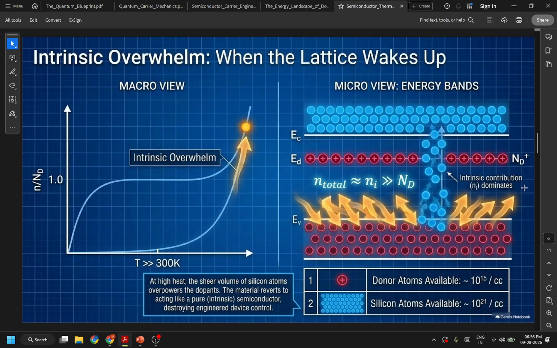This results in Ni dominating over Nd. So N total becomes equal to Ni, which is greater than Nd. Like, donor atoms available were 10^15 per centimeter cubed, whereas silicon atoms available are 10^21 per centimeter cubed.